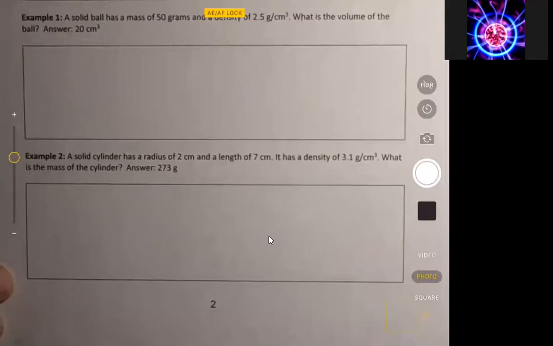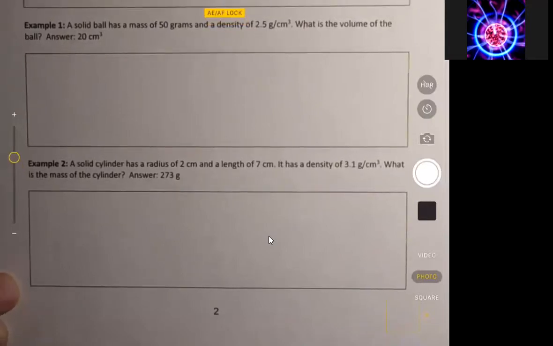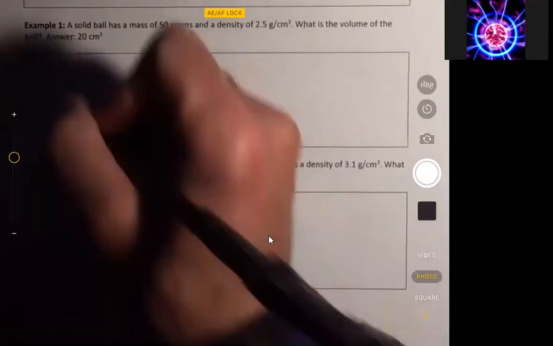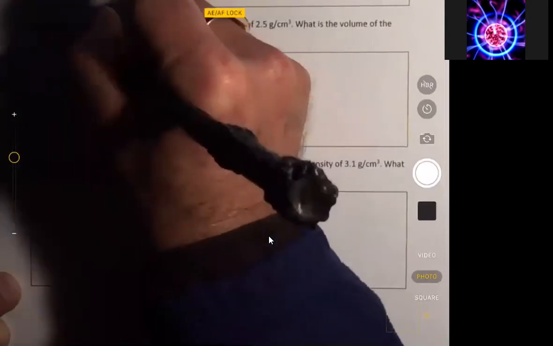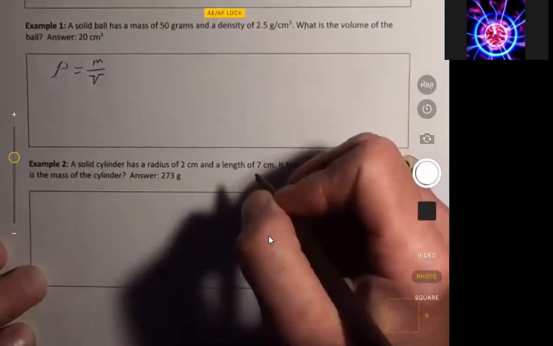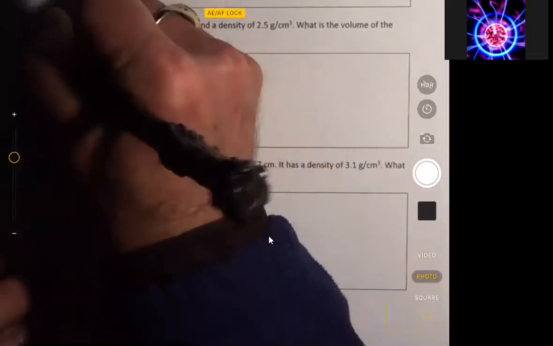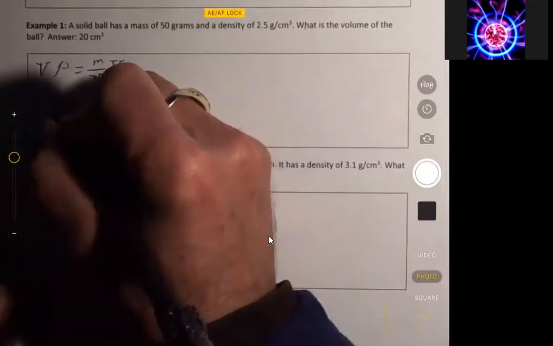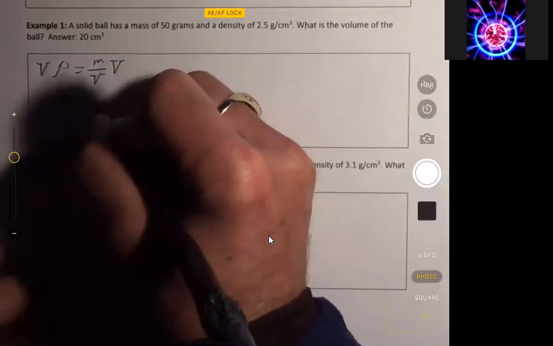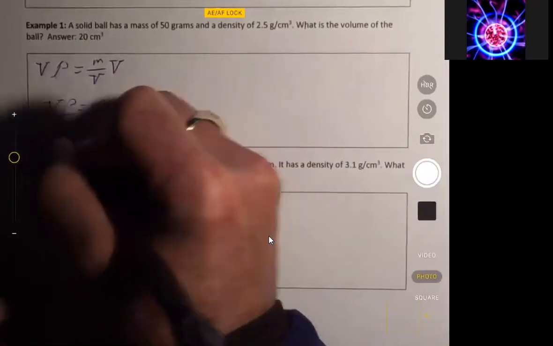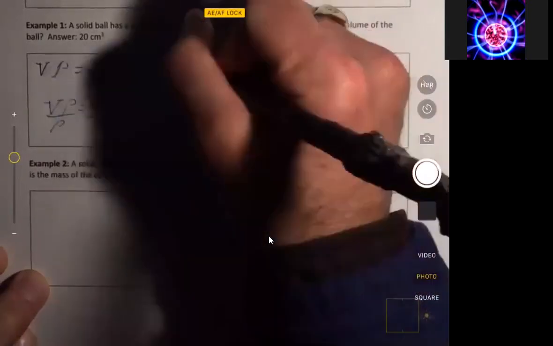All right, so let's look at these examples. We have example one: a solid ball has a mass of 50 grams and a density of 2.5 grams per cubic centimeter. What is the volume? We know that density is equal to mass over volume. Then we can multiply both sides by volume, and we get density times volume equals mass. We can divide both sides by the density, and so volume equals mass over density.